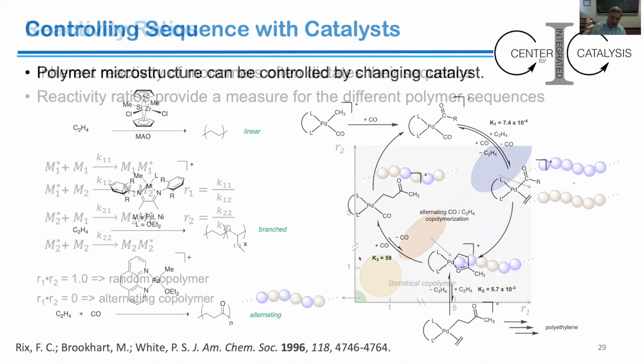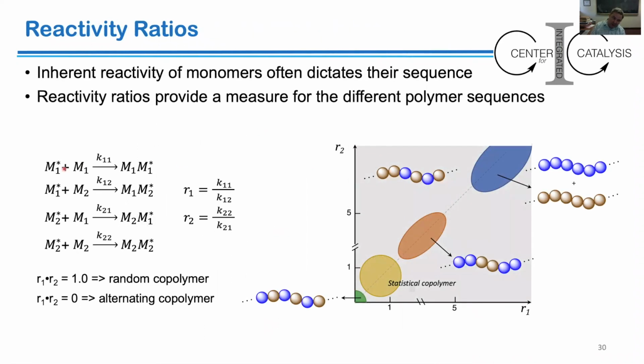So in other words, we could have a polymer chain that has a monomer at its chain end, which we represent with this star. It can then encounter that same monomer, which in this example would be ethylene, followed by another ethylene. That would lead to polyethylene. Or if this is an ethylene, it could incorporate CO, which could be the second monomer. And that would go with a different rate constant, k12. And so then you would have a polymer that would have that as the chain end, the metal acyl in the example on the previous slide.